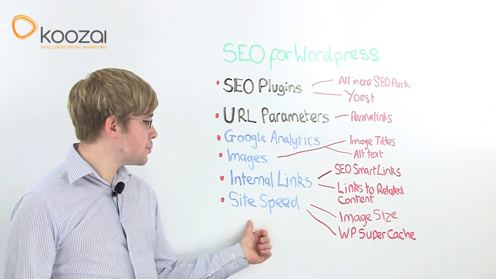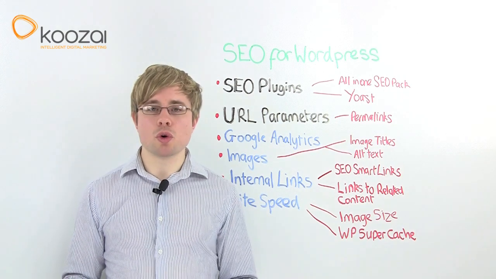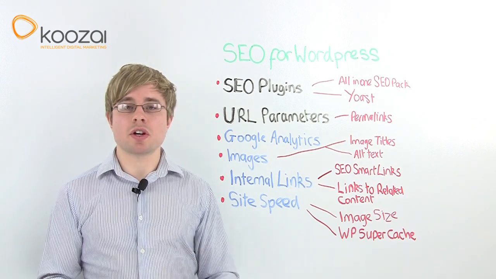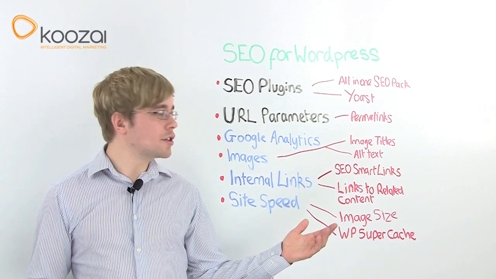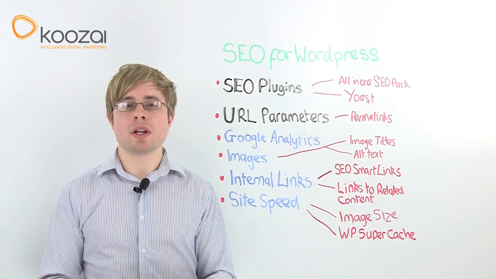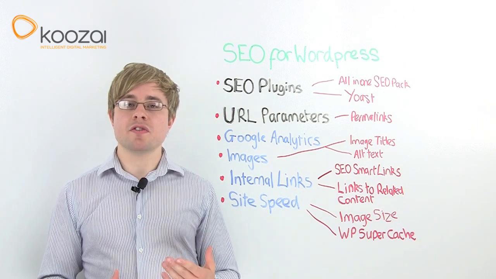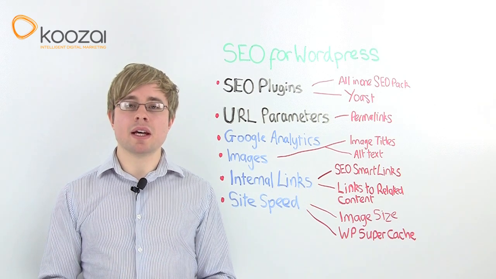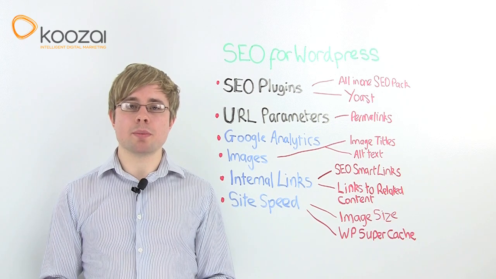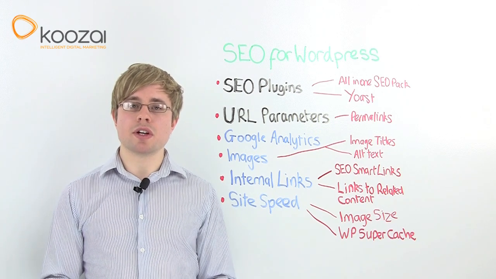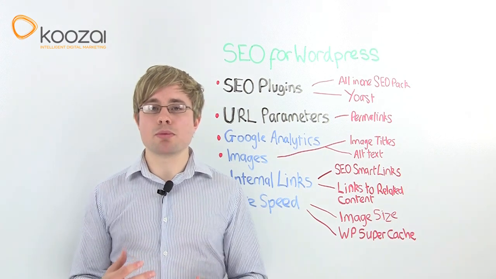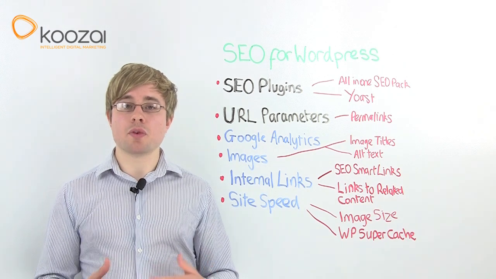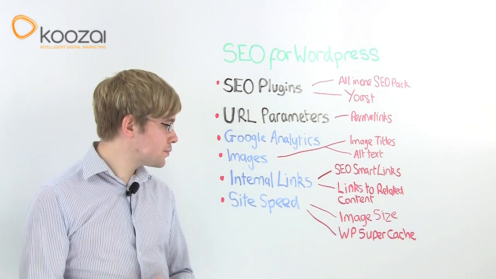And finally, site speed. This is becoming increasingly more important. There's image size, so as I mentioned earlier, it's important to get the image titles right. It's also important to get the image file size right. There's no point uploading a massive image file to a website. You want to make sure it loads really smoothly and quickly, and because WordPress sites could be quite image heavy, it's important to optimize this before you even upload it to WordPress.